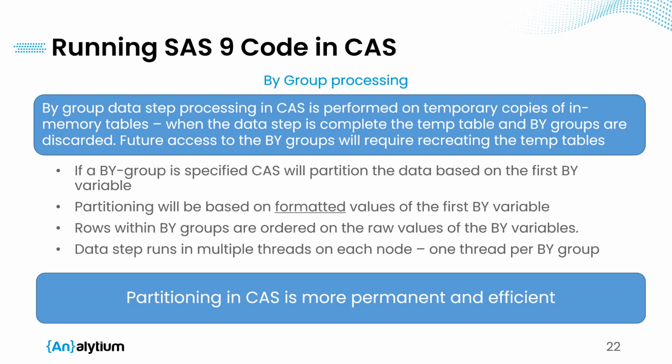If you do specify a by-group, CAS will partition the data on the formatted values of the first by variable. Rows within each by-group are then ordered on the raw values of the by variables. And the data step will run on multiple threads on each node with one thread per by-group. There's a note at the bottom that says partitioning in CAS is more permanent and efficient. I'm not really going to look at that in this talk, but probably in a future one I'll go into more about partitioning and how you can leverage that better.